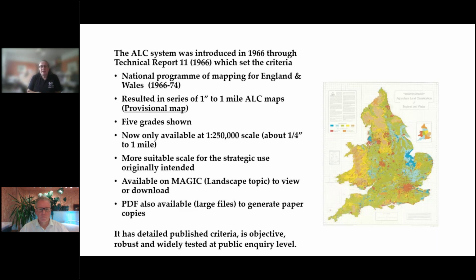This 250,000 map is available on the Magic website, and you can download it or view it there. And there are also PDFs which are available for different parts of the country if you want to generate paper copies. The TAC 11 report had the objectives and the system that was used to develop these maps. It's been widely tested at public inquiry ever since, and so is a well-recognised system.